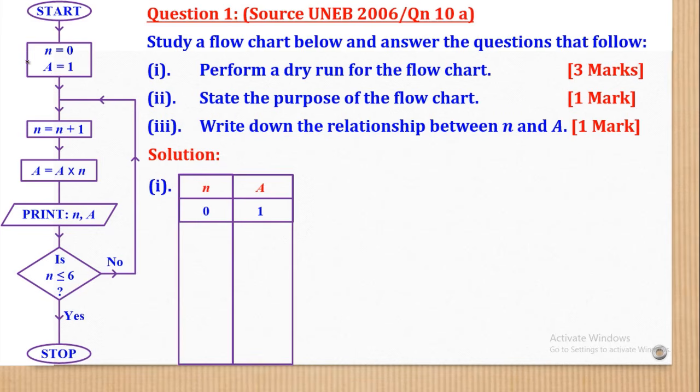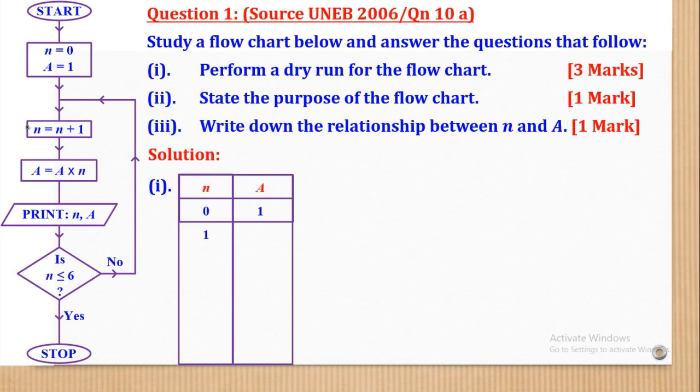Then from this box we shall go to this one. This one says that n becomes n plus 1. What does that mean? It means that this n, you increment it by 1. So 0 plus 1 gives you 1. So you come here and put 1.